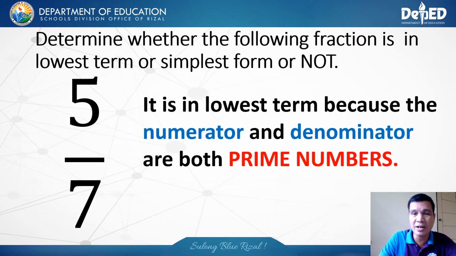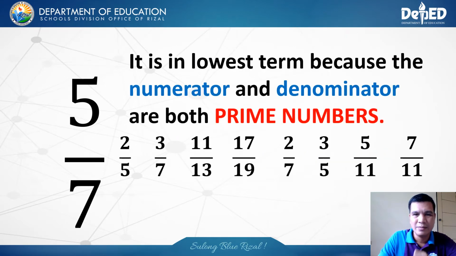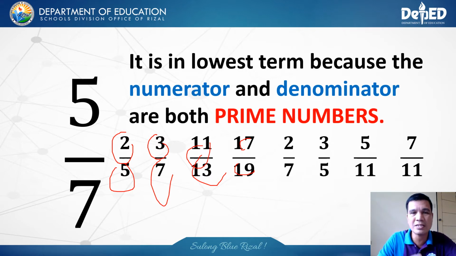So, can you name some fractions which are in lowest term using the prime numbers? Very good! 2/5, 3/7, 11/13, 17/19, 2/7, 3/5, 5/11, 7/11 are all in lowest term. So, these are the prime numbers: 2, 3, 5, 7, 11, 13, 17, 19, and so on. If the numerator and denominator are both prime numbers, the fraction can be called lowest term.